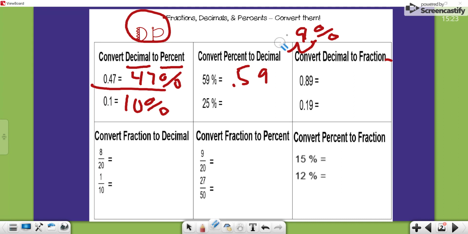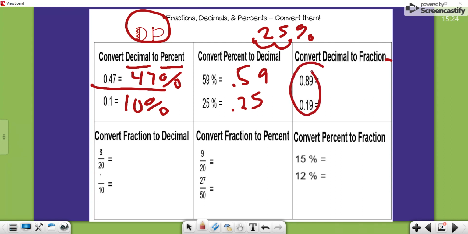Let's look at 25%. If there was a decimal, it'd be right here. Pepper doctor, 0.25. Now, what I need to do to convert a decimal to a fraction, I have 0.89 or 89/100ths.